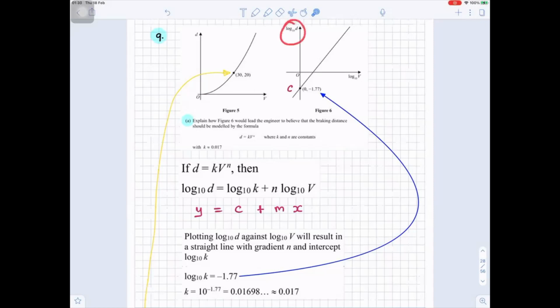So this log d is like your y, log v is like your x, and the intercept log k to the base 10 is minus 1.77. If you follow that blue line there, minus 1.77. So that means 10 to the power minus 1.77 will give you k to be 0.017. So that is how you can show that the figure can be represented as a straight line.